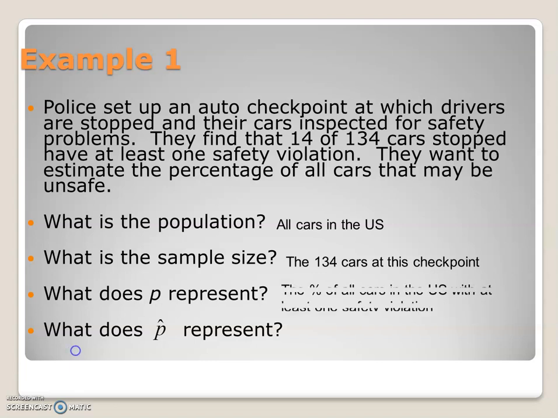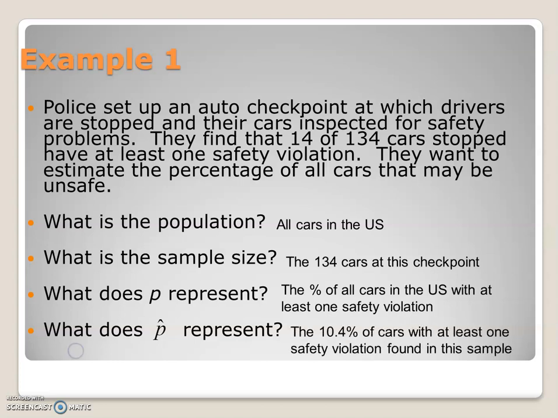So P in this case would be the percent of all cars in the U.S. with at least one safety violation. It is impossible for us to check every single car in the U.S. That's why we get a sample. And so our P hat was our sample, which was 14 out of 134, or 10.4% cars had at least one safety violation.